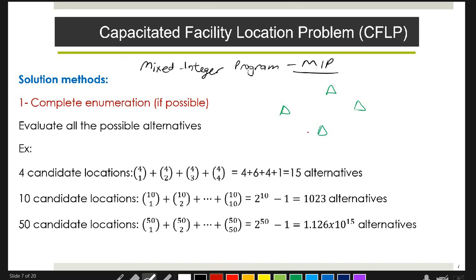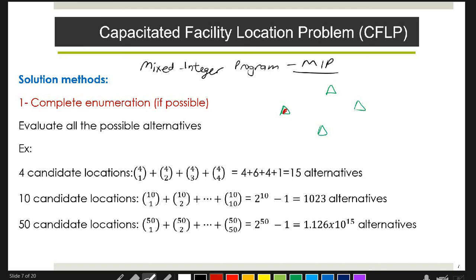Of course, it is not possible to not establish any facilities, because if you don't establish anything, you cannot satisfy the demand, but it's a constraint. The demand must be satisfied. So it means that you have to open at least one facility. So which facility can it be? It can be this first one. This is one alternative, right?